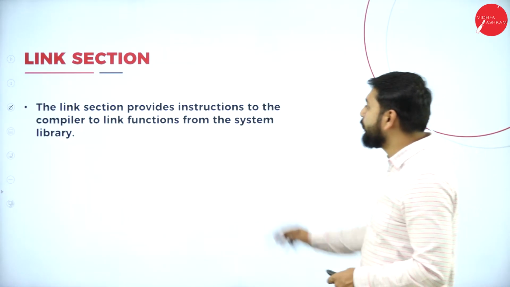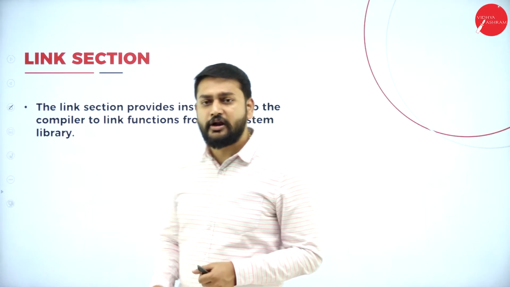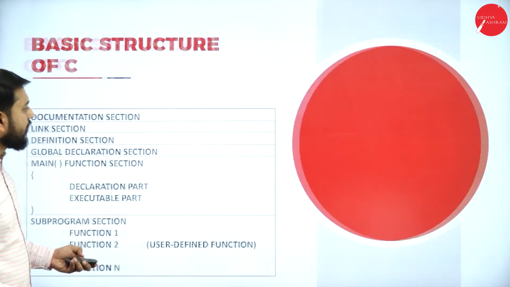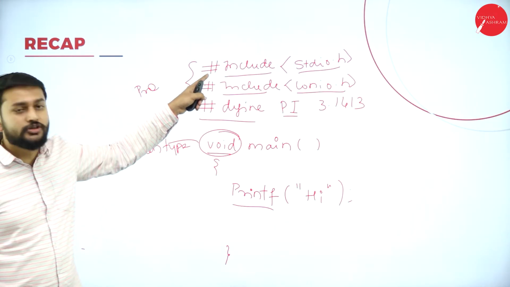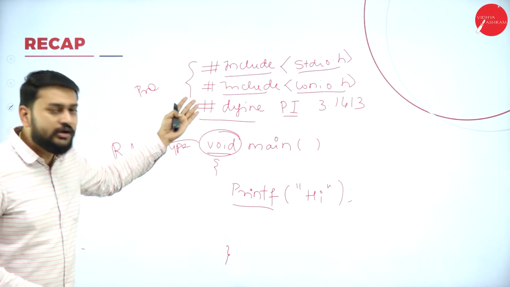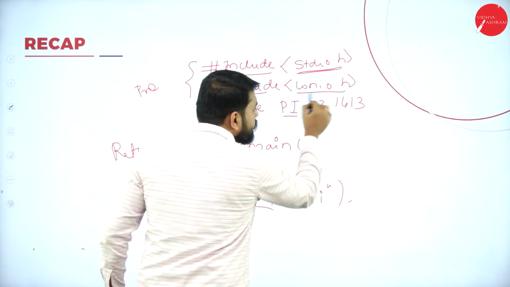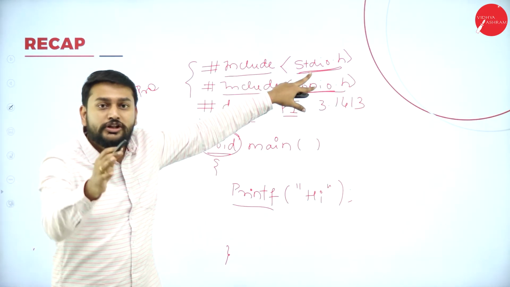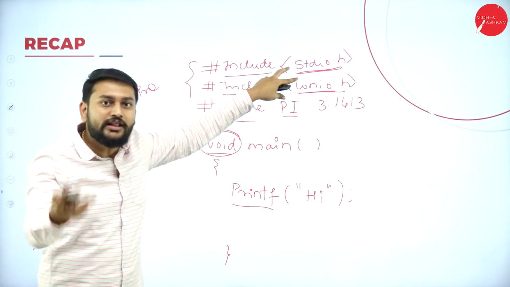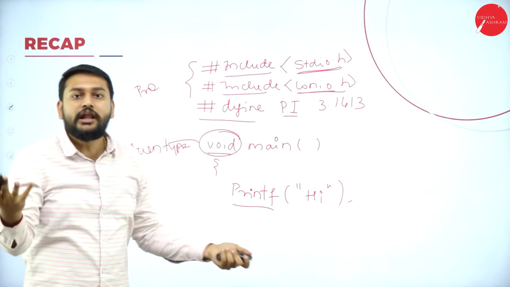The link section provides the instruction to the compiler to link the functions from the system library. Sir, we have seen hash include now. Let's check back. We have written hash include conio.h, hash include stdio.h. What is this? We are trying to link the header files. Which are the header files? stdio.h, conio.h. These are header files, stored in the library. So we are trying to link this. This is your program, and you are trying to link this to the library.